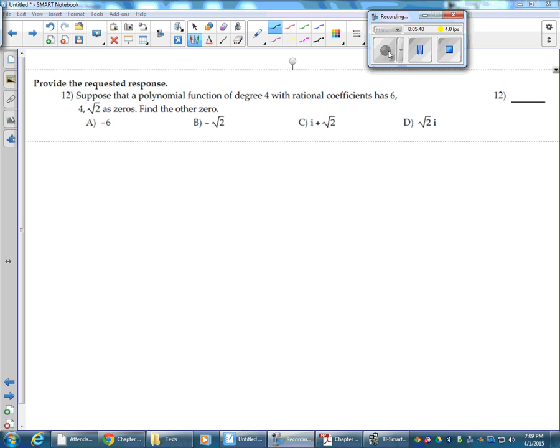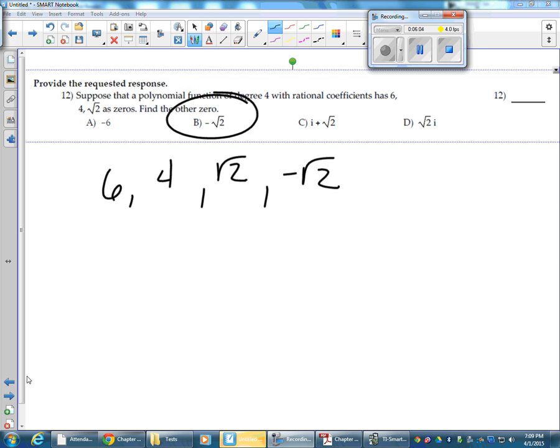All right, so we have 6, 4, and the square root of 2 are zeros, and we've got to find the other zero. Well, 6, that's a rational zero, so that's a zero. 4 is another rational zero. Those don't come in pairs, but if the square root of 2 is a zero, then so is the negative square root of 2. Those work together. So the one that we don't have is B, the negative square root of 2.